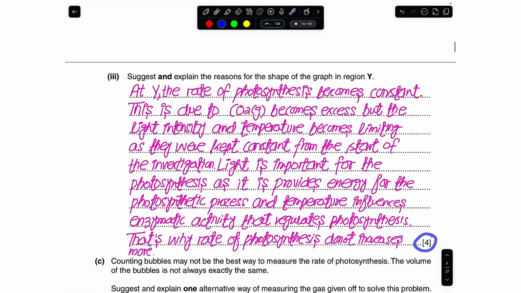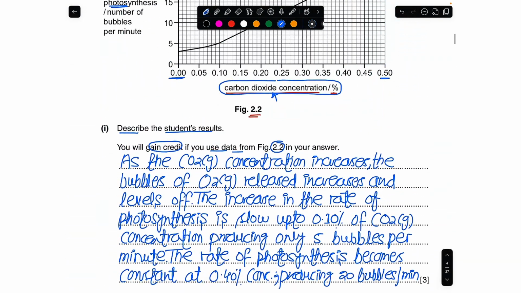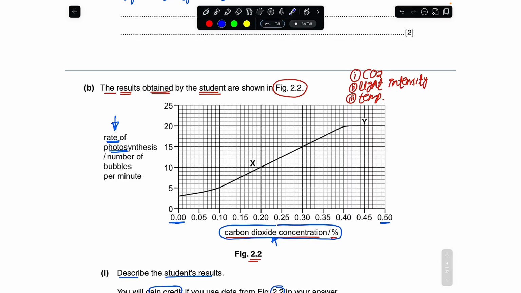And now for the total of 4 marks, they are asking that you are required to suggest and explain the reason for the shape of the graph in the region Y. We need to suggest and give the explanation of why the shape of the graph appears as it is, in the form of a plateau or leveling off at Y. Now again, you need to listen very clearly: at Y, what I know is that the light intensity and the temperature that we have are becoming limiting.